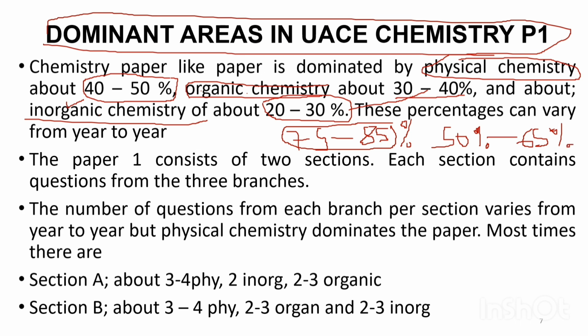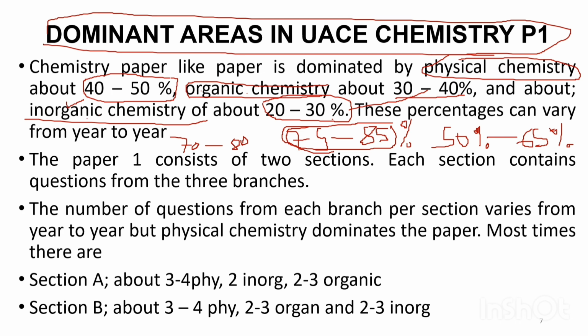What if you are good in physical and inorganic? You score in about the same range, between 70 to 80%. That is the maximum score, provided you are very good in physical and inorganic. You are going to lose some marks, counting a loss of about 2 numbers in section B for organic and 2 numbers in section A for inorganic chemistry.